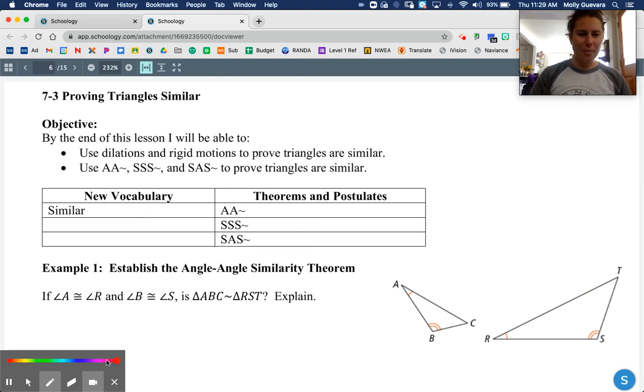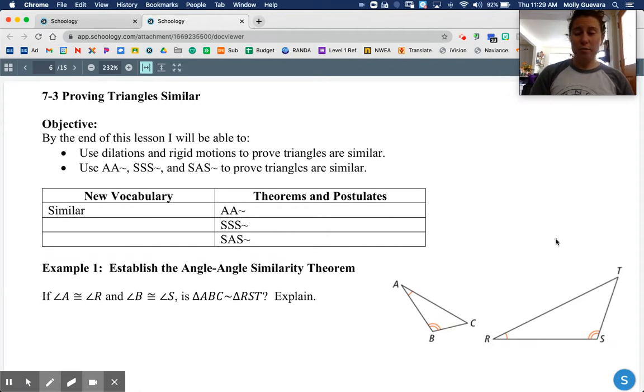Hey guys, welcome back. We're going to do 7-3 today, which is all about proving two triangles are similar. We've done proving two triangles are congruent before, but now we're going to look at seeing if we can prove that two triangles are similar.